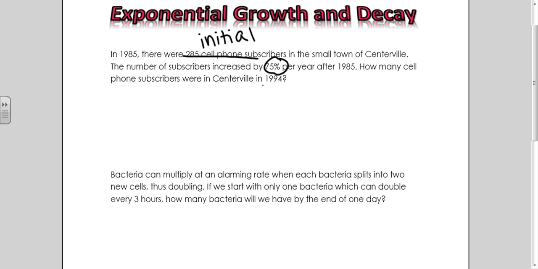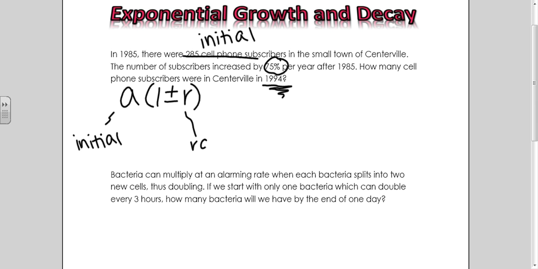This is also important. For exponential growth and decay, you always start with your initial, which we're going to call A, times 1 plus or minus your rate. So R is your rate. If it's growth, you add. If it's decay, you're going to subtract. And then to T, which is your time.